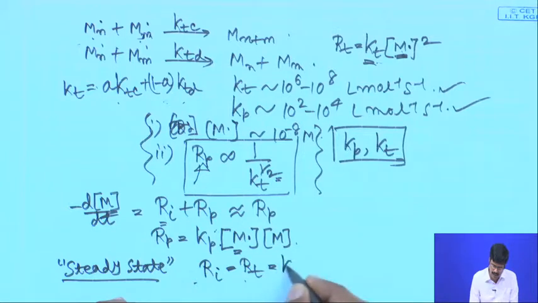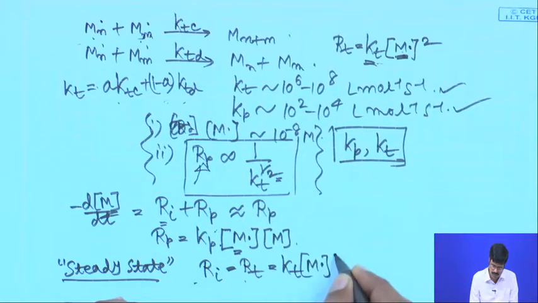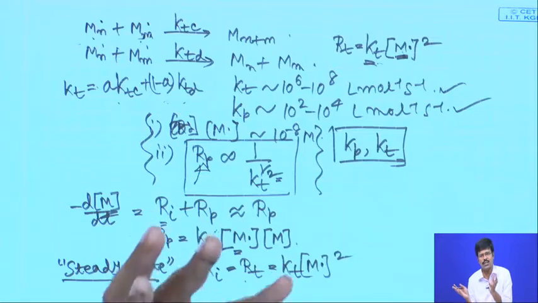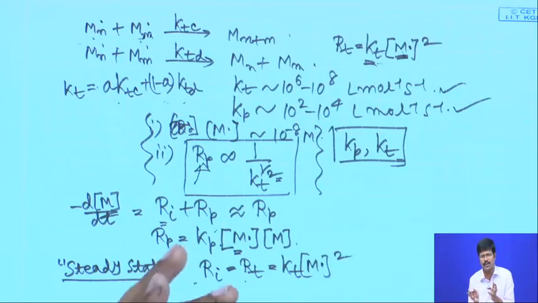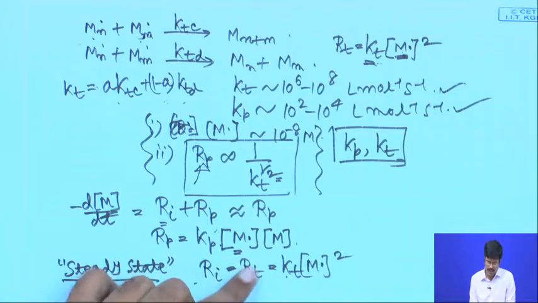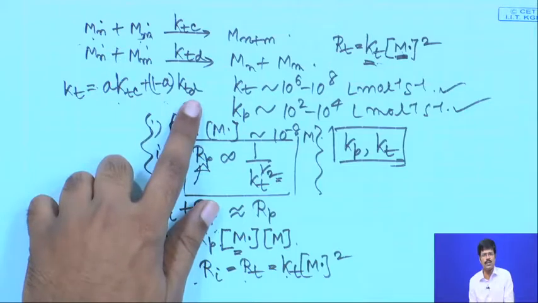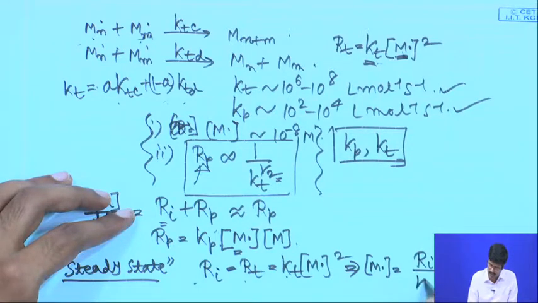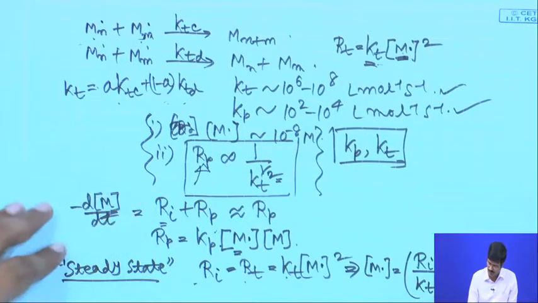Now, Rt is nothing but Kt into M dot square, because two radicals are coming together, whether it is coupling or disproportionation. So, M dot plus M dot, and then you have a dead polymer. Either you have two chains forming because of disproportionation, or you have only one chain of the dead polymer forming because of coupling. So, Kt into M dot square, Kt being the rate constant of termination. It actually takes into account both the coupling as well as disproportionation. So, from here your M dot is nothing but Ri divided by Kt, to the power half.